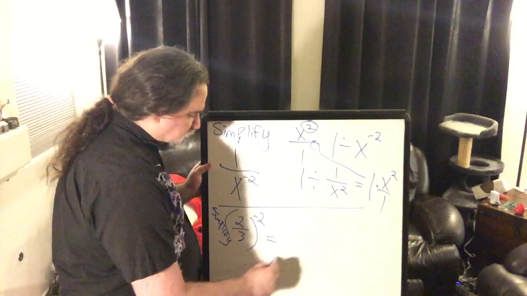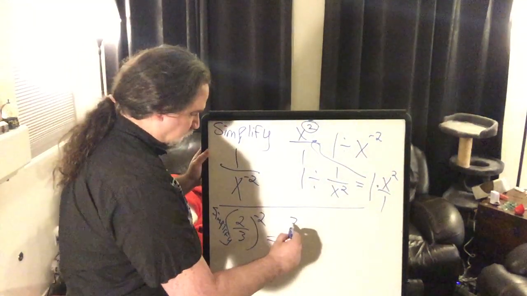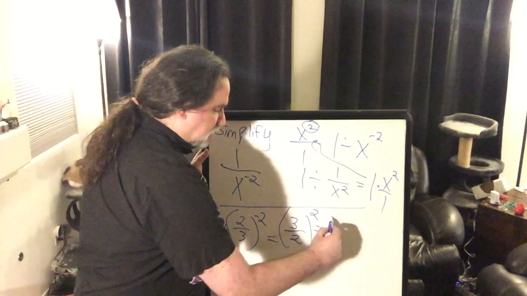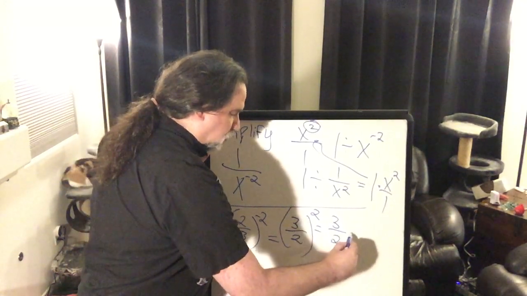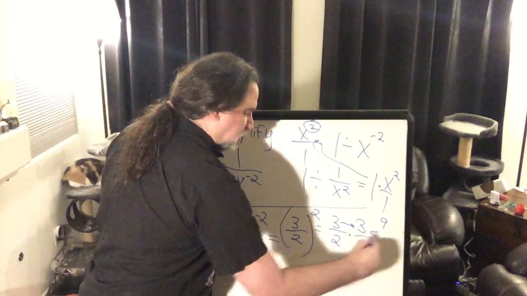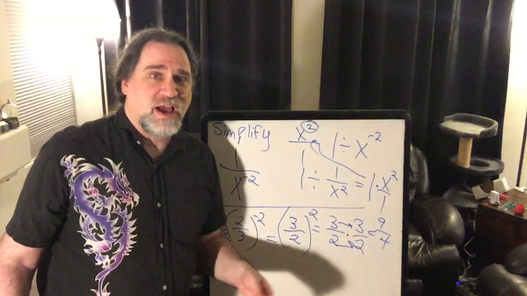Well, the negative exponent says flip it. We're going to flip the whole fraction, and then we make the exponent positive. Positive says, hey, we're going to multiply what's inside the parentheses twice. 3 times 3 is 9. 2 times 2 is 4. And I'd leave it as a fraction.